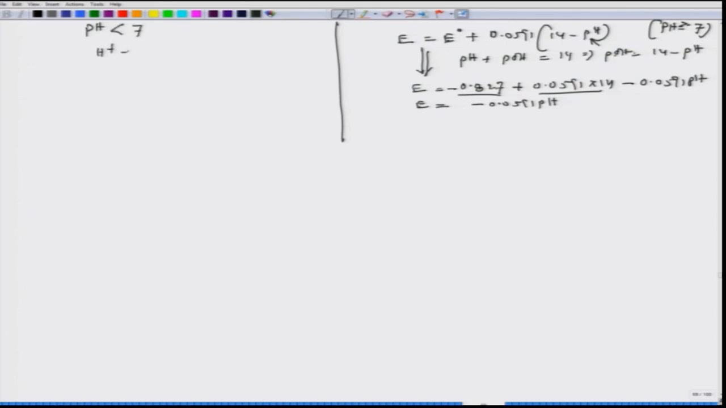For the first reaction we had the same equation, so that means they will be lying on the same line, but one starts from 7 on the right side in the pH axis. This reaction would start below 7 pH, and this reaction involving H2O would start when pH is equal to or greater than 7.